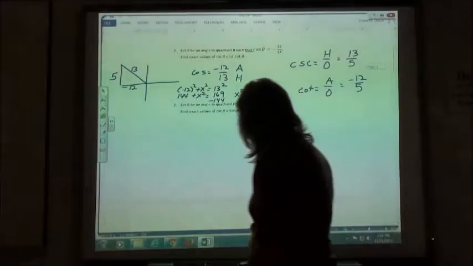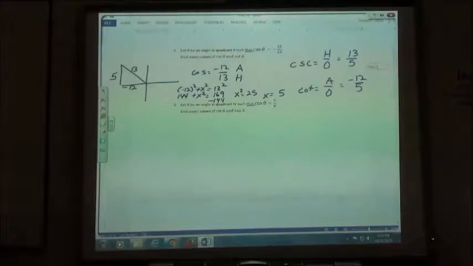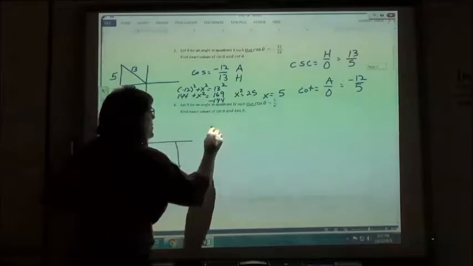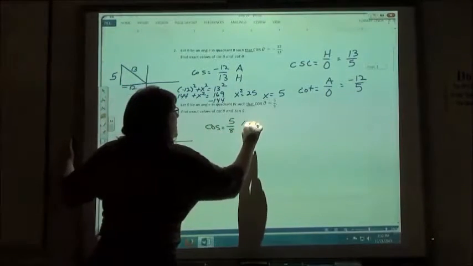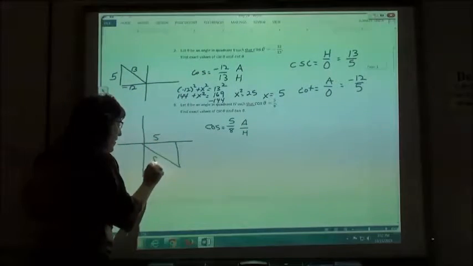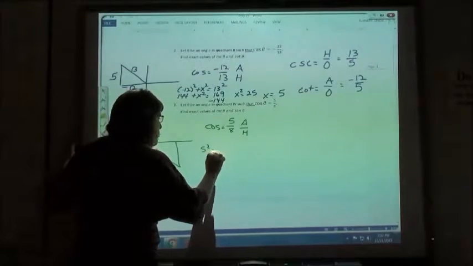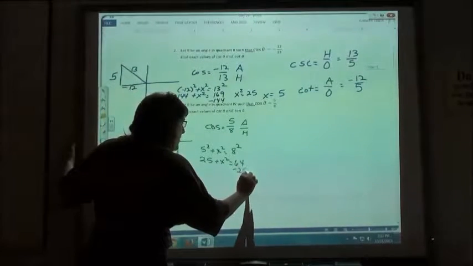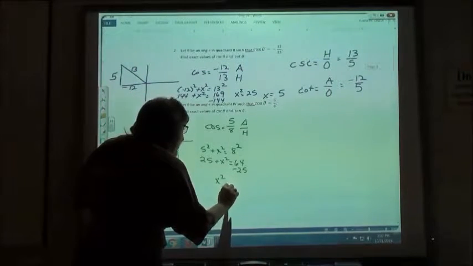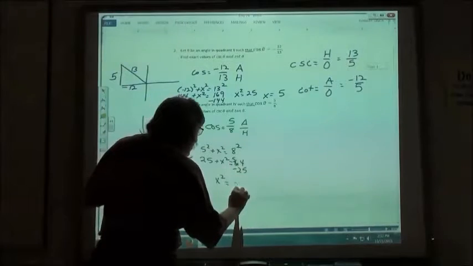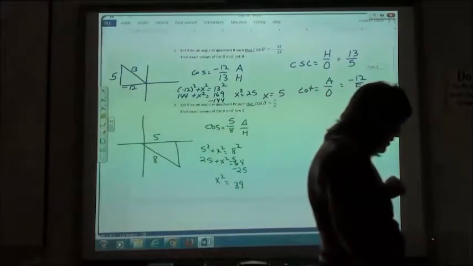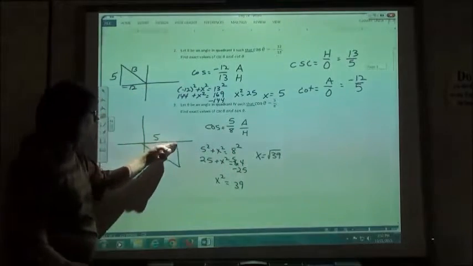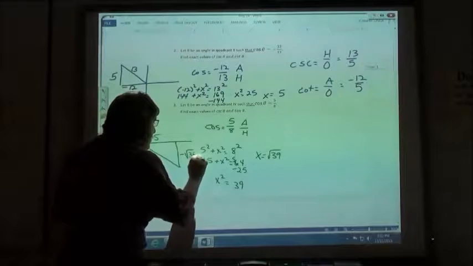Number 3, let theta be an angle in quadrant 4. So quadrant 4, my reference angle's over here. My cosine is 5/8. My cosine is the adjacent over the hypotenuse, so 5 and 8. Using my Pythagorean theorem, 5 squared plus x squared equals 8 squared. 25 plus x squared equals 64. If I subtract my 25, that's not going to come out as nice as we had before. 39. X squared is going to equal 39. So I'm just going to have to do the square root of 39. It is going in the negative direction, so I'm actually going to have negative square root of 39.